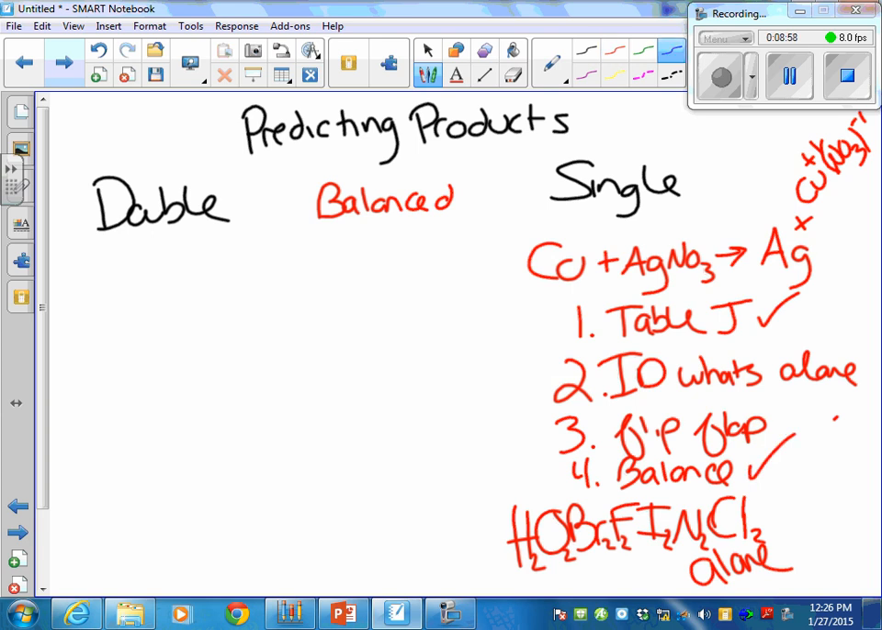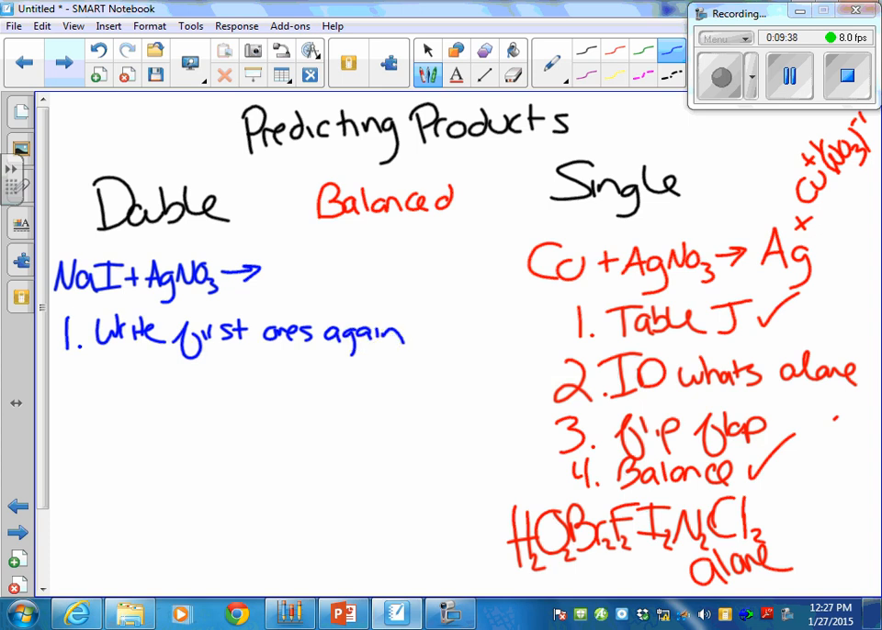Okay? Double replacement is a little bit different in the sense that you're going to use table F in this case, and you're going to use it as the last step, not the first step. So, first things first, let's come up with a good double replacement reaction. Sodium iodide plus silver nitrate. Okay? First step, write the first ones again. The first ones that I'm talking about are Na and Ag. So I'm going to write them, but I'm going to leave their partners behind.